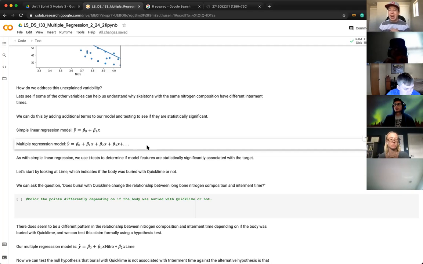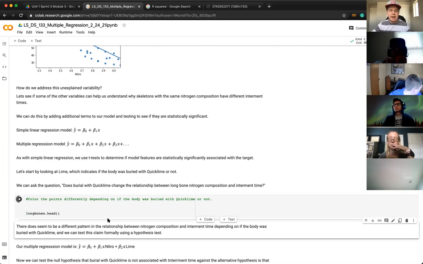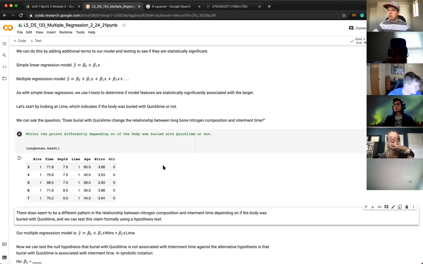So as we add a second x variable, we're going to be looking at beta 2 instead of beta 1. And when we do a t-test, we're going to do a t-test with a null hypothesis that beta 2 equals 0 rather than beta 1 equals 0, right? So just adding a different beta for each variable, okay? So let's do this. And if we look at our long bones data set here, you'll notice that there are some other variables, other columns of our data set that we have not used, right?